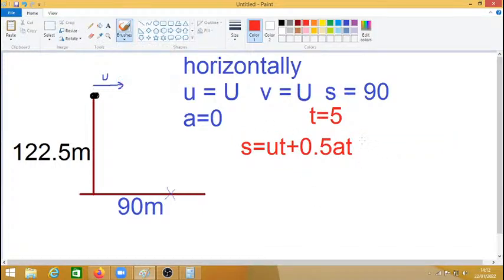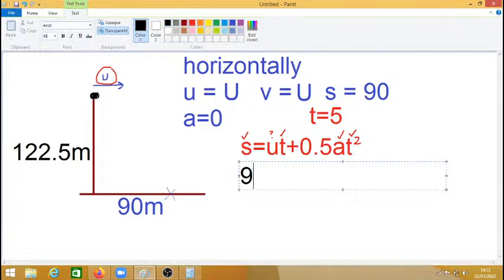I'm trying to work out what u is. That's my whole thing. Can I work out what u is? So s is 90, I know that. U is unknown, so I can have one unknown. Time is fine, time is 5. Acceleration is 0, and then the time again I know. So that looks like it's going to work because there's only one unknown. So let's put the numbers in.